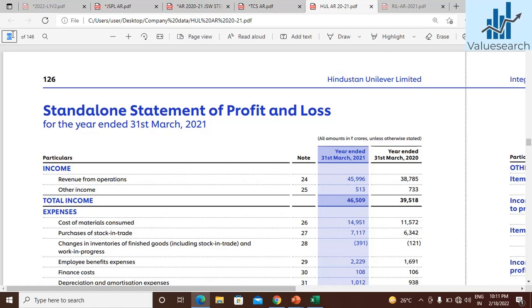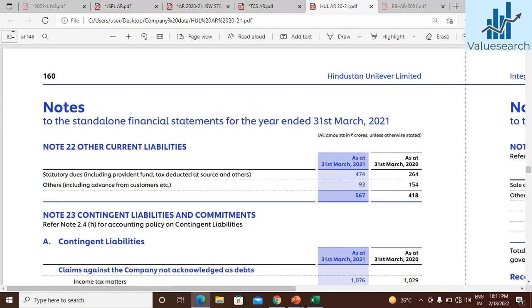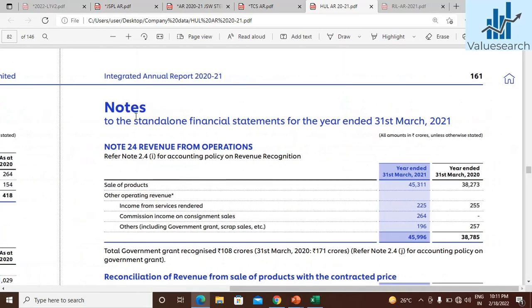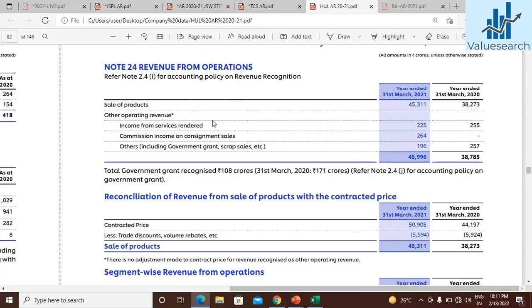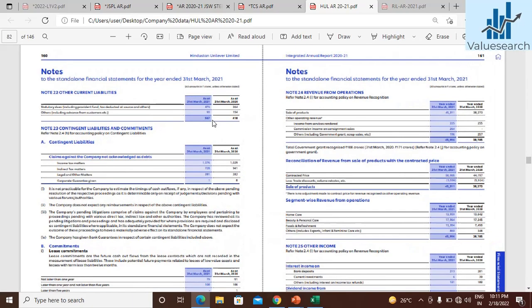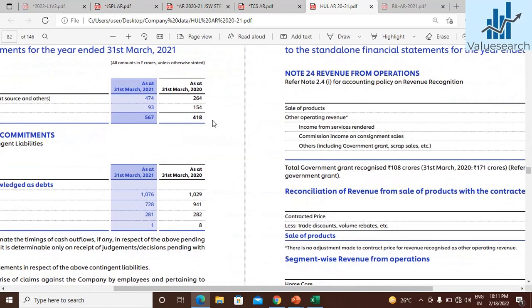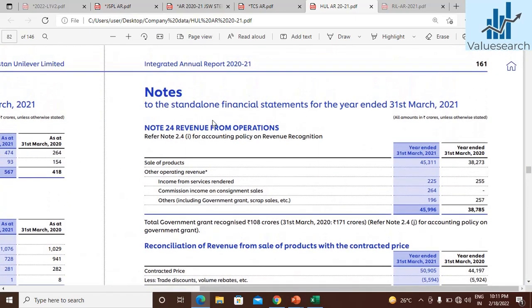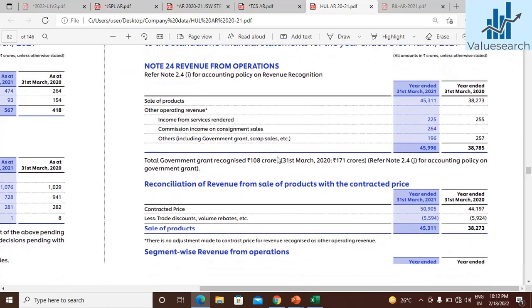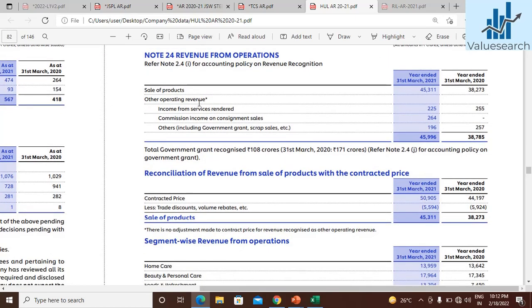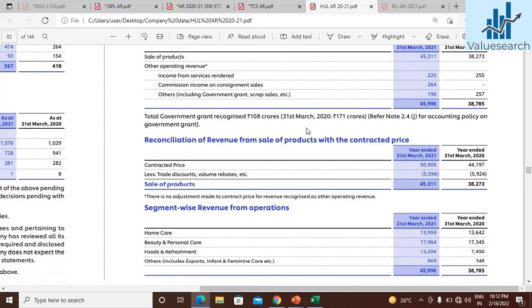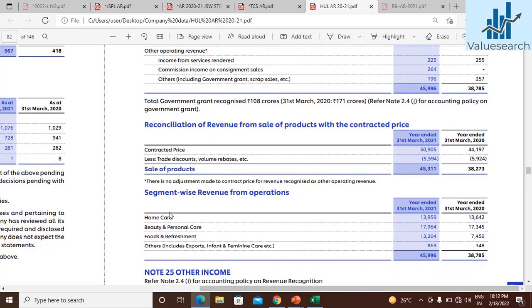Now, if you look at the notes, here you go. Revenue from operations: sale of products this much, other operating revenue, income from services rendered, commission income on consignment sales, others including government grant, scrap sales, etc. You can see all these things.